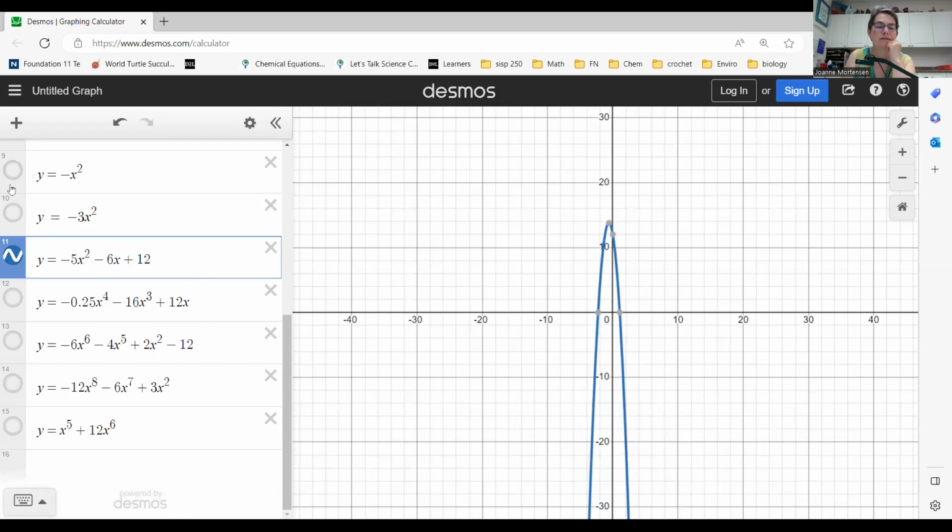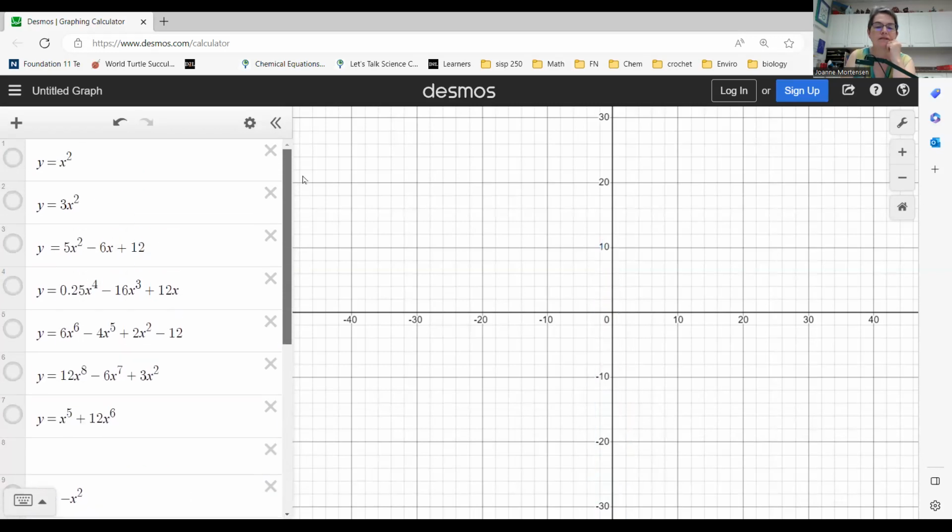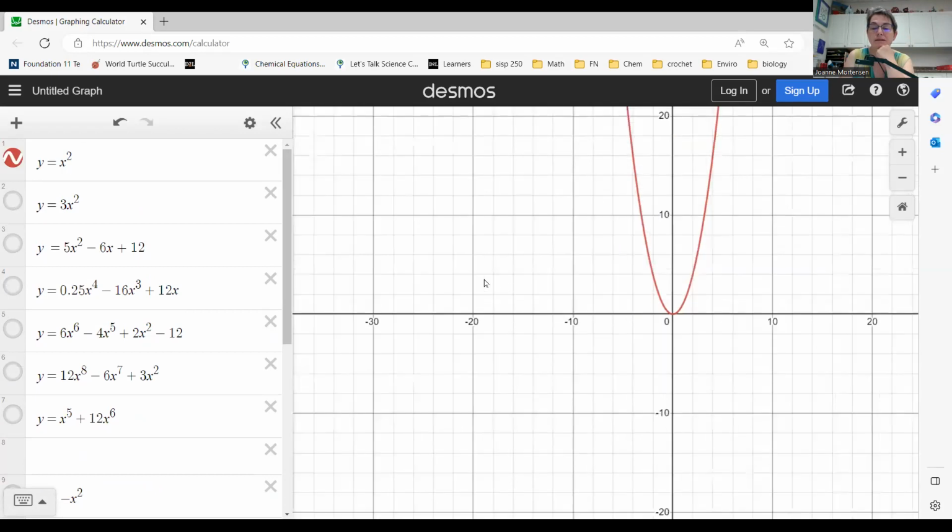Whoops, not these ones. Let's go in order. I should have done the positives, looked at the graphs, then the negatives, looked at the graphs. Oops, live and learn. All right, so there's the simplest one. We'll zoom in a little bit.